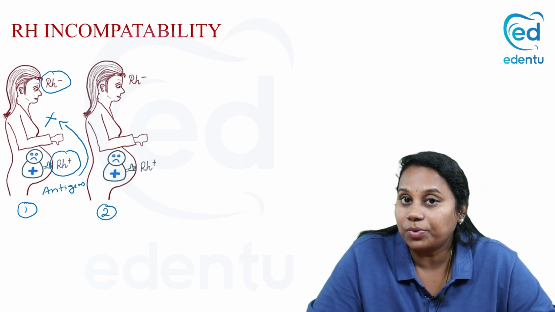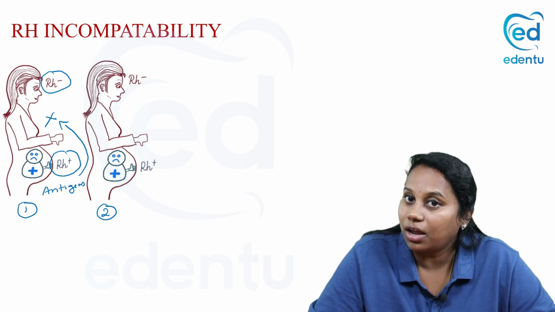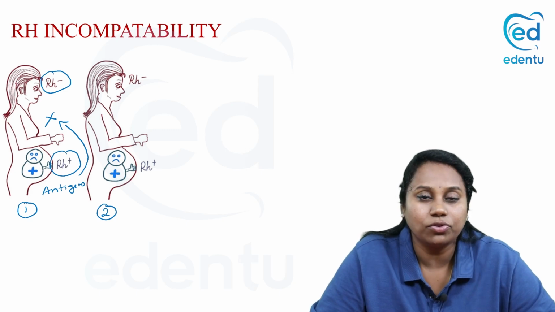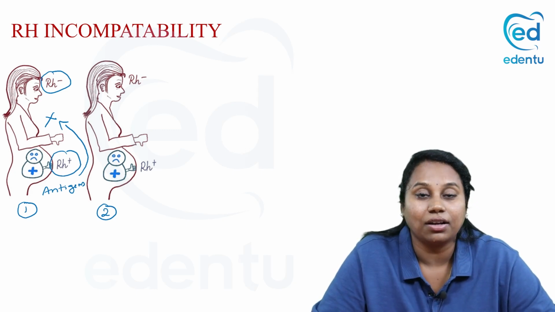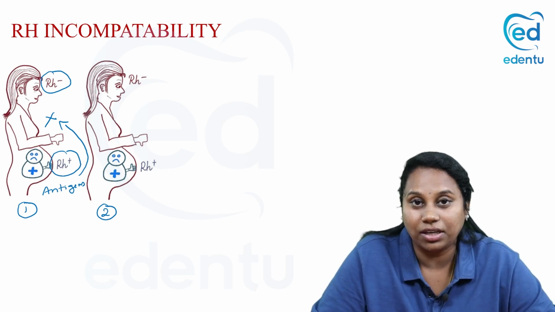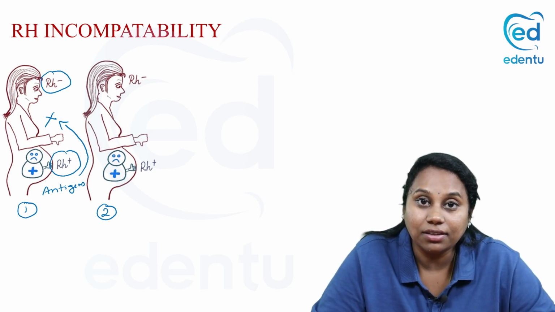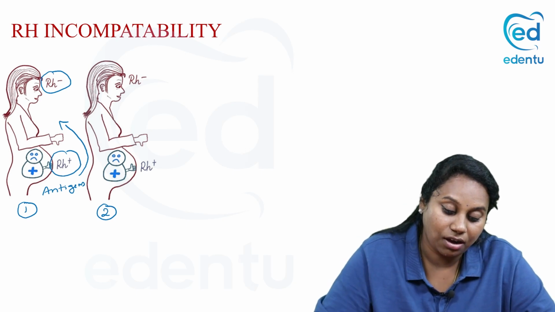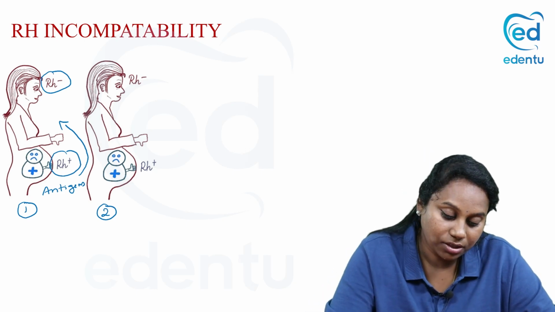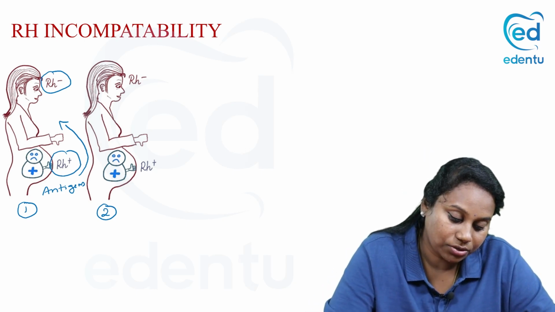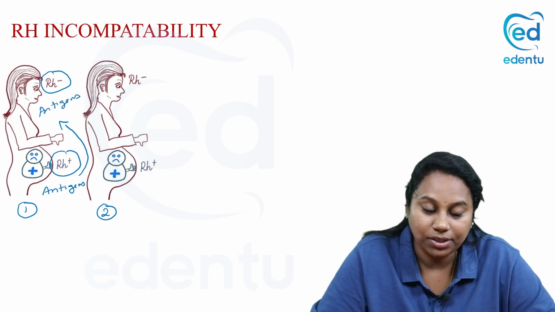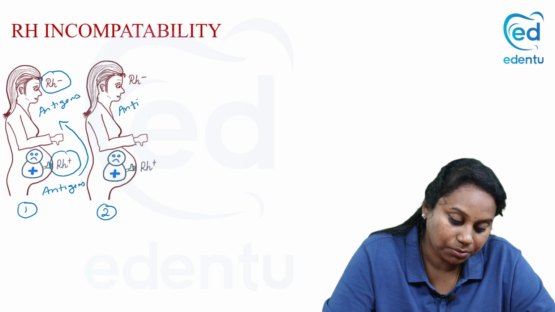Why? Because when the mother was pregnant for the first time, the first baby did not have any problem because antigen from the baby did not go into the mother. There were no reactions. The baby was normal. But at the time of first delivery, during the process of delivery, there's breakage of membranes, and this Rh antigen from the baby could have been passed into the mother. So during the first delivery, antigens go into the mother, and maybe after 1 or 2 months, they form antibodies in the mother.